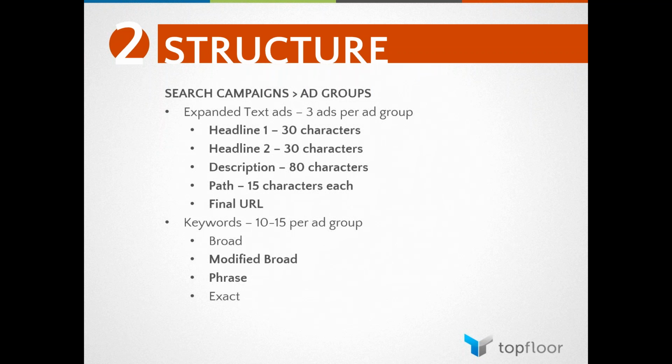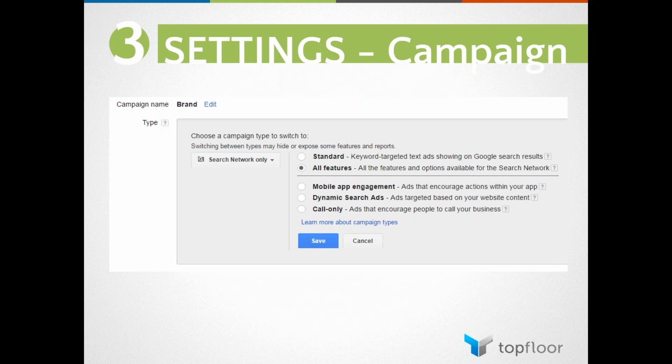So then we talked about the campaign structure. Now we're going to talk about the settings for the campaigns. One of the first things that you will want to do when you set up your campaign, after you've selected the type of campaign, is make sure that 95% of the time you are allowing yourself to use all features. All features gives you far more expansive, much more control over the campaign: where it's displayed, how it's displayed, and who it's displayed to.